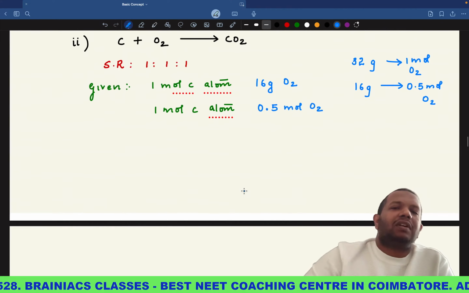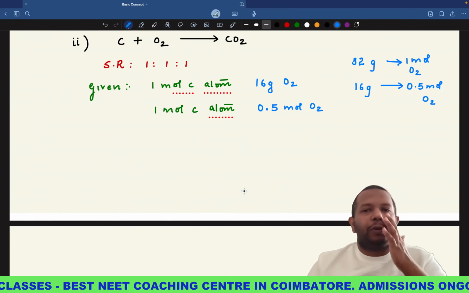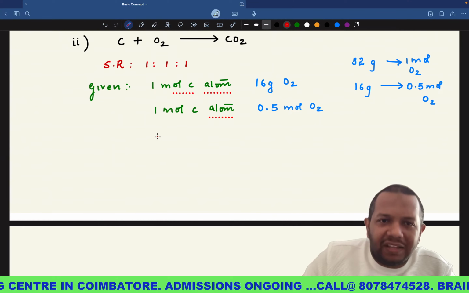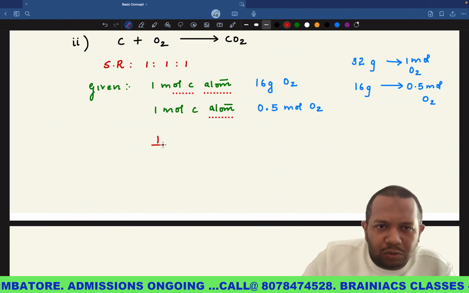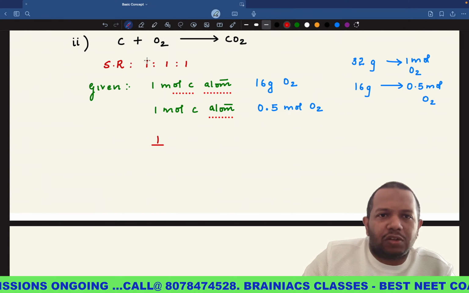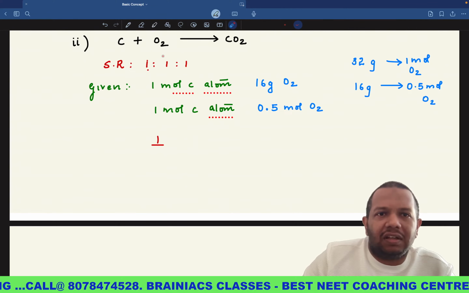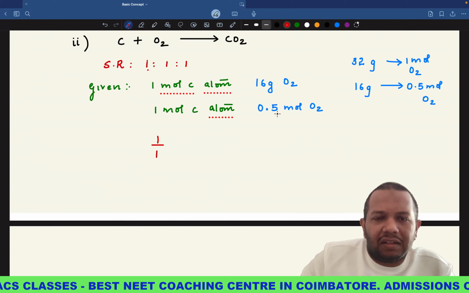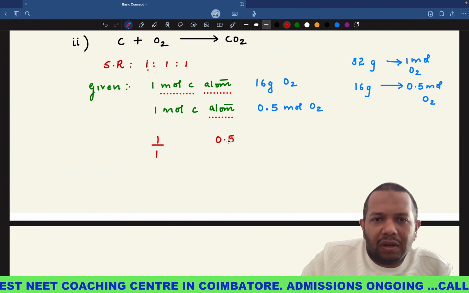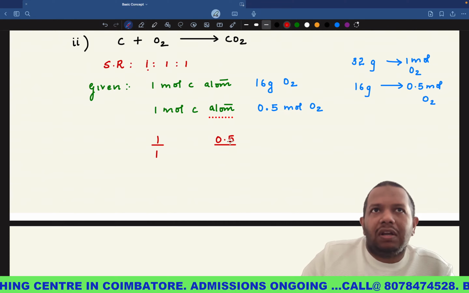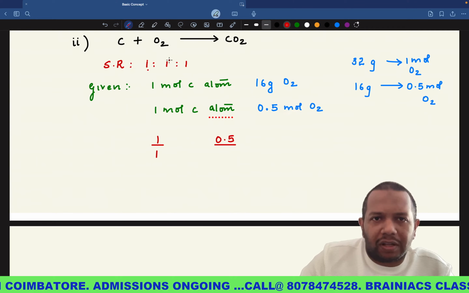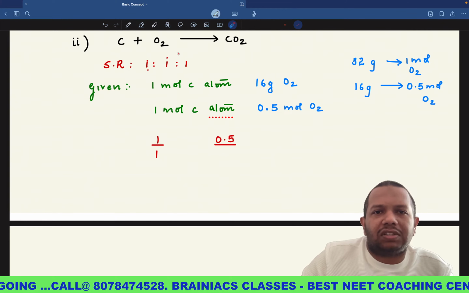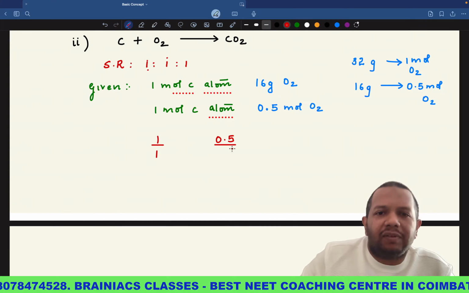Okay, so once you have converted this to number of moles, next what we need to do in order to check whether there is a limiting reagent or not. Next, divide the number of moles by the stoichiometric ratio. So here the stoichiometric ratio of carbon atom is what actually, sir? It is 1. So I will divide by 1. Okay, and here the number of moles is 0.5. Divide that also by the respective stoichiometric ratio. Okay, for O2 you can see again the stoichiometric ratio is 1 only. So I will divide by 1.